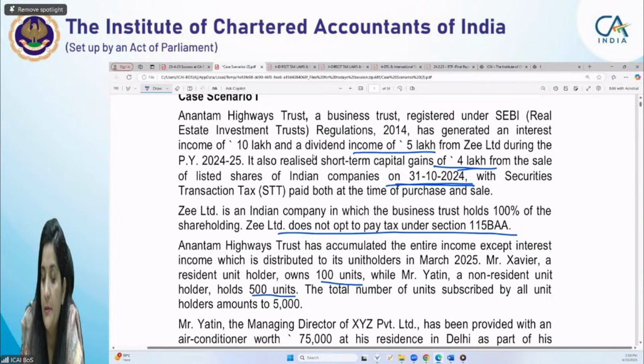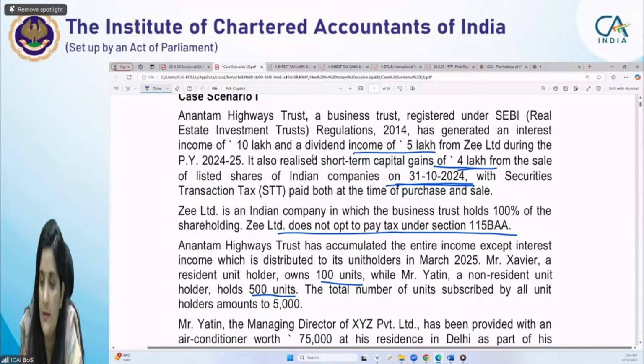I'm waiting for your answers. Short-term capital gains, I have informed you. Business trust. Yes, Leela, very good. And it would be taxable at what rate? In the hands of business trust, it would be taxable. Yes. So it would be taxable at what rate? Yes, answer Poonam. You can answer. It would be taxable at what rate?